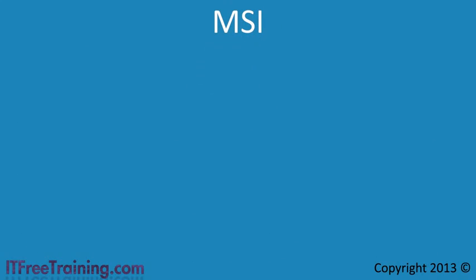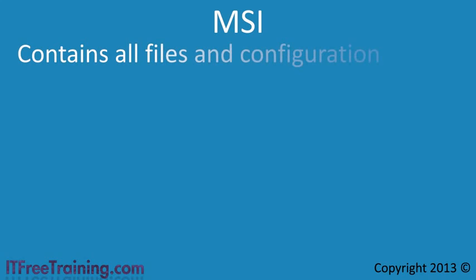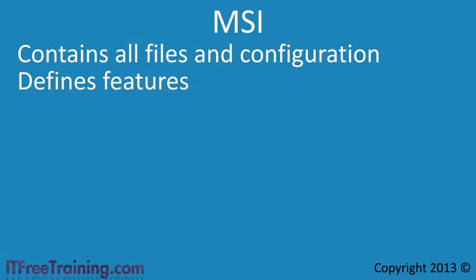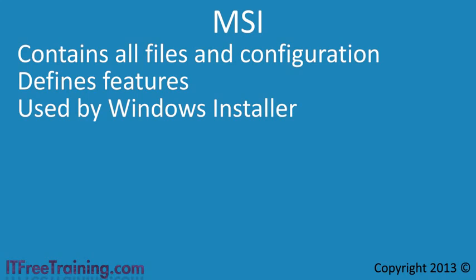The first file format is the MSI format. The MSI format contains all the files and configurations for the application. MSI files define the features that are available in the application and also additional information like which shortcuts should be created where. It is essentially a small database containing all the information the Windows installer will need to install the application.